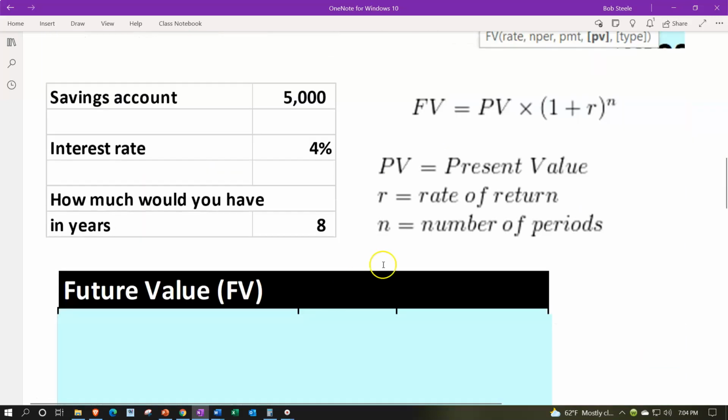We could do that same calculation with the future value formula, which would be the future value equals the present value times 1 plus r to the n, simply solving for the future value, straightforward calculation. Present value, you could plug in here at the 5,000 times 1 plus the rate, which would be 4% or 0.04 to the power of n, which would be 8.